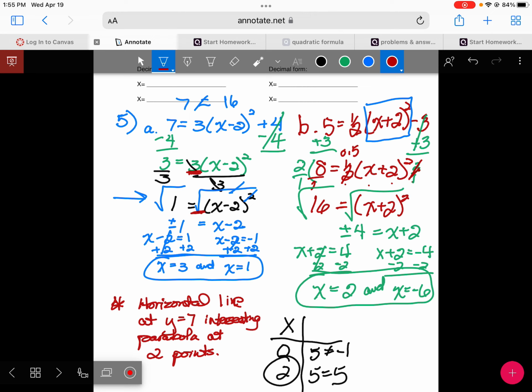And very similarly for the other one, if we were to graph 1/2, that's a positive A value. We see a horizontal line at y equals 5 crossing the parabola at 2 points again. Same, similar thing.